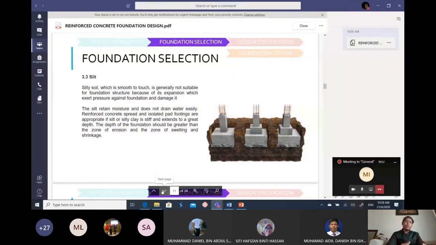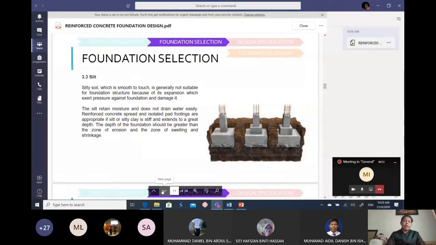So if we have silt types of soil, try to avoid constructing the structure at this zone or this area. If we would like to construct a structure at this area, there are a few considerations. Okay, the silt retains moisture. When it retains moisture, there is a possibility of seepage with a high water table, and the water is retained in the soil. Then it is not easily drained off.